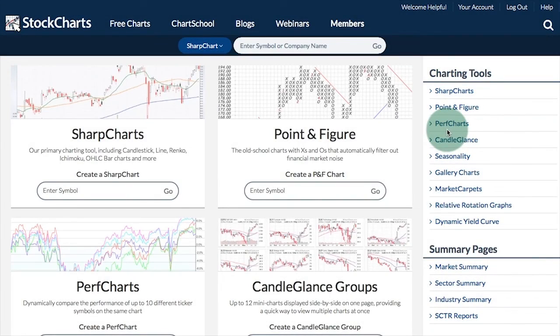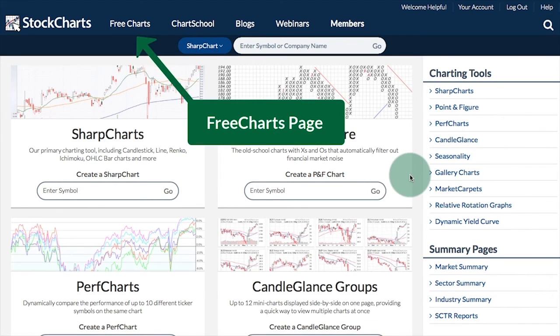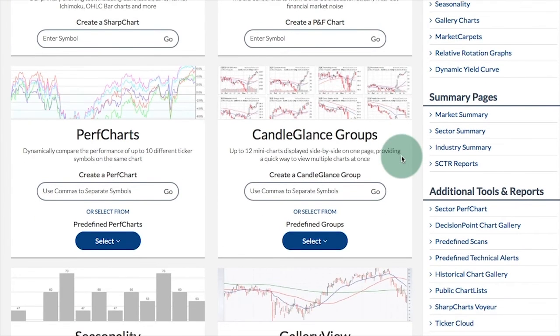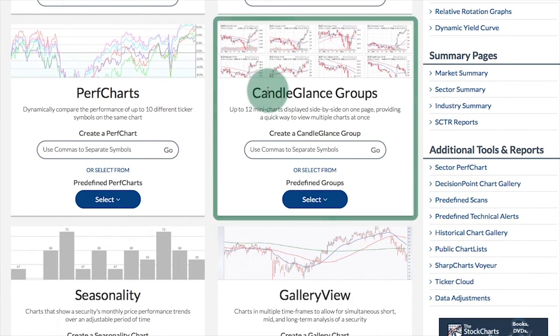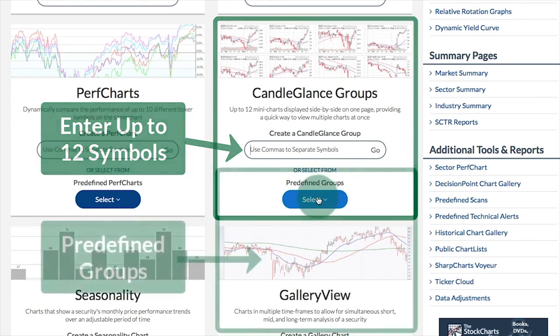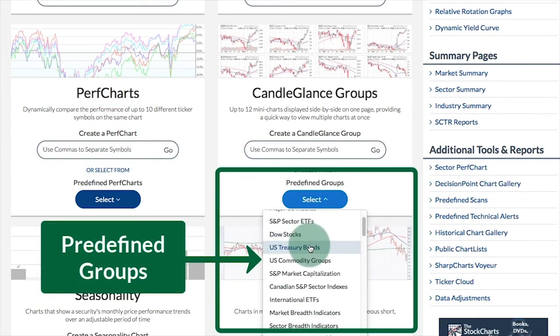Creating candle glance charts. There are a number of ways to access the candle glance chart feature and create candle glance charts. I'm on the free charts page, and you can see at the top we have the main sections of the StockCharts website, and there's the link to the free charts page. On the right side of this page, you can see we have a link for candle glance charts. If you scroll down towards the middle of the free charts page, you will see a candle glance groups section. And you can enter up to 12 symbols there in the symbol entry box and click Go to create a candle glance group. Or you can select from the predefined groups that we have.